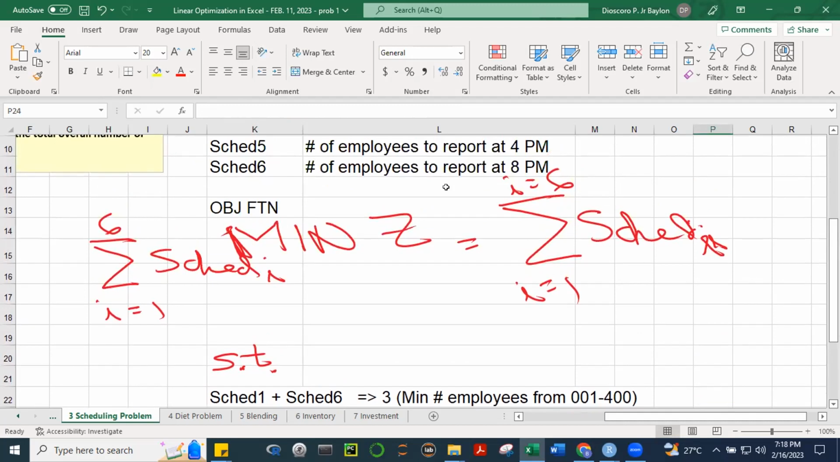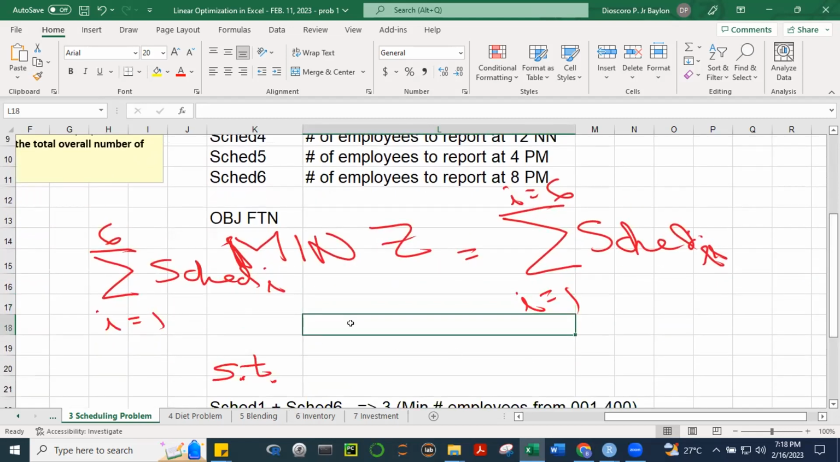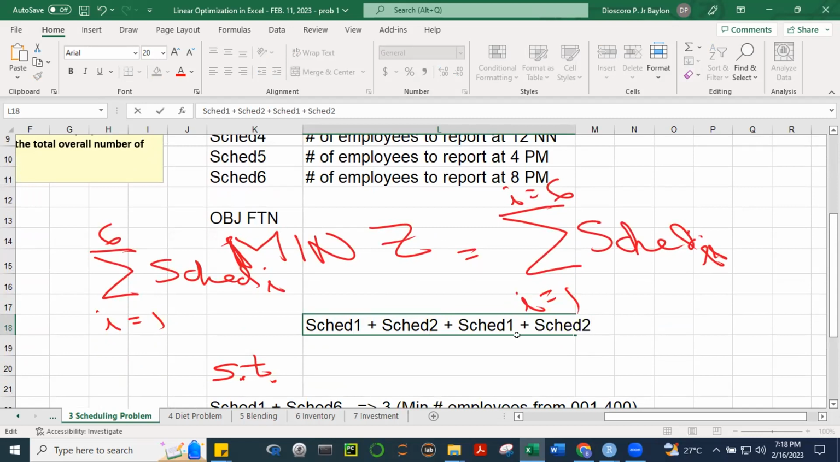So for this one, it's just the sum. Okay, maybe I should write that. Schedule 1 plus schedule 2. Just copy this, Control C. Then this is 2, 3, 4, 5, and then 6.